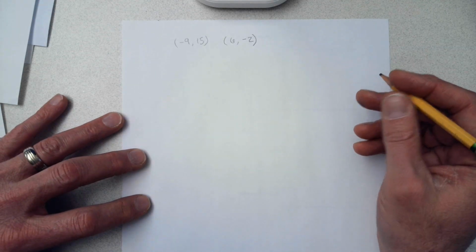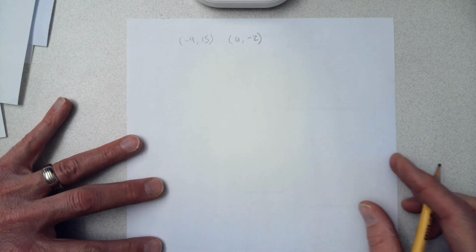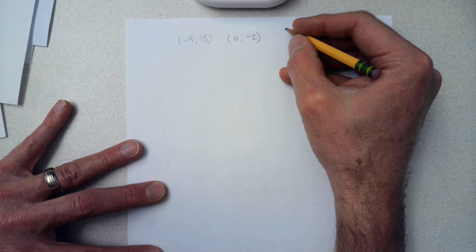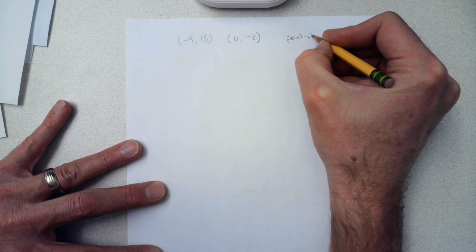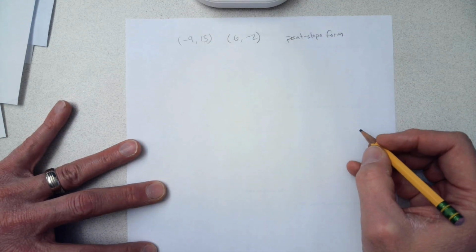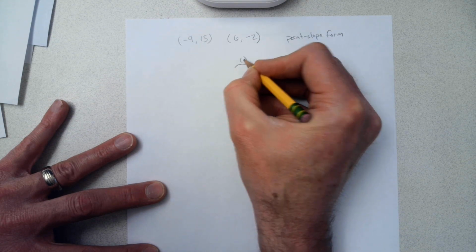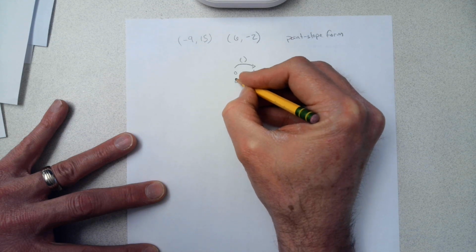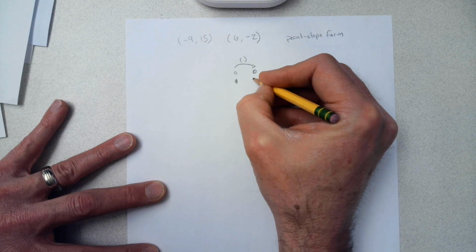All right, let's demonstrate how to find the equation of a line through these 2 points using arrow diagrams. The answer will be in point slope form.